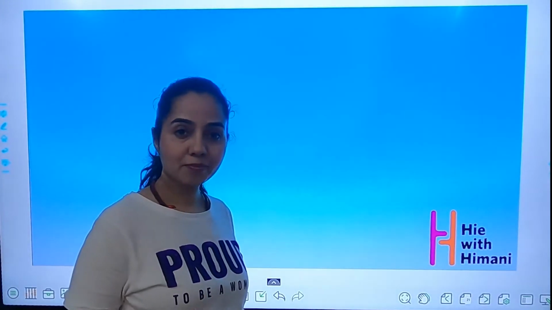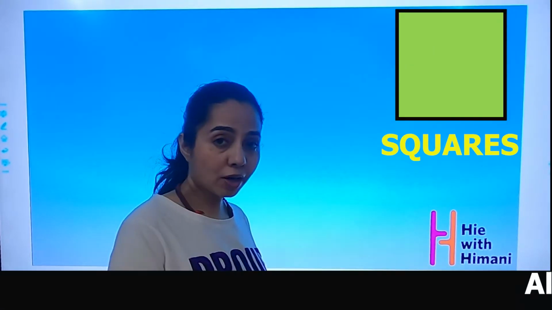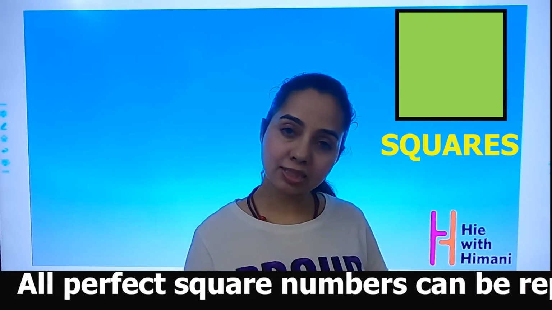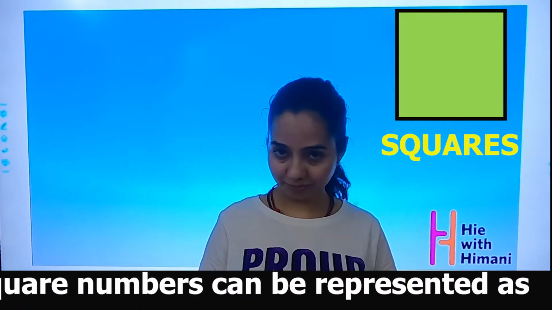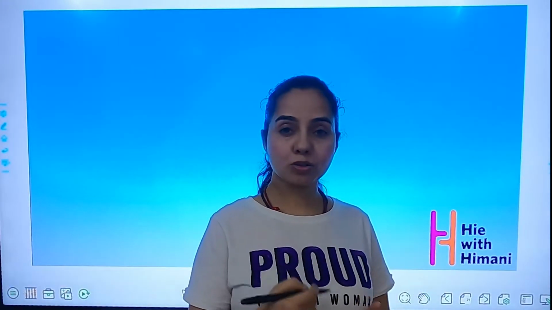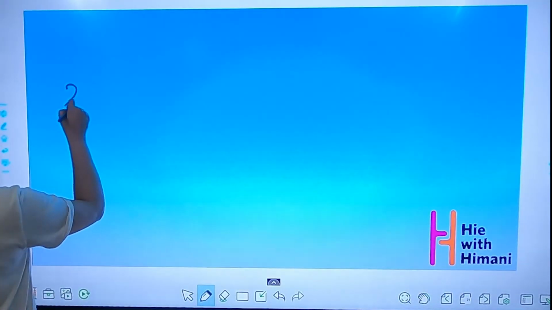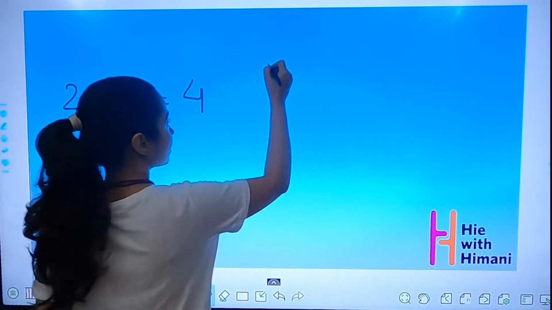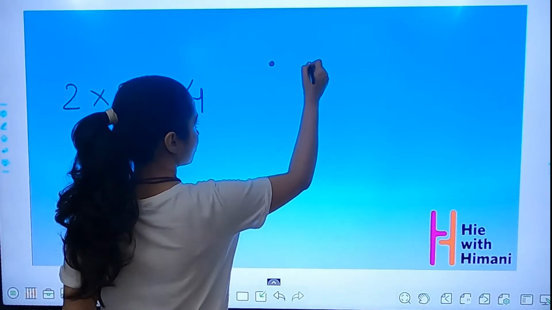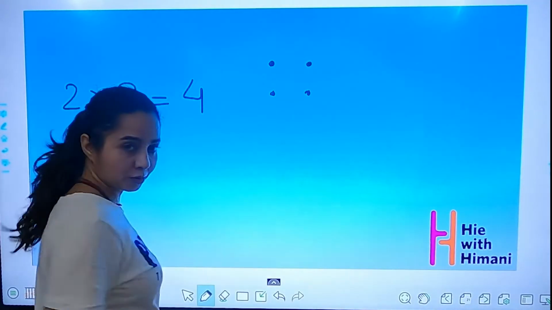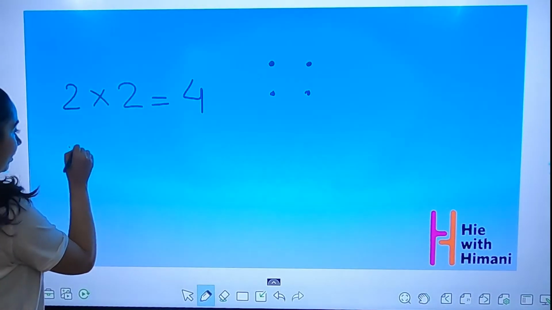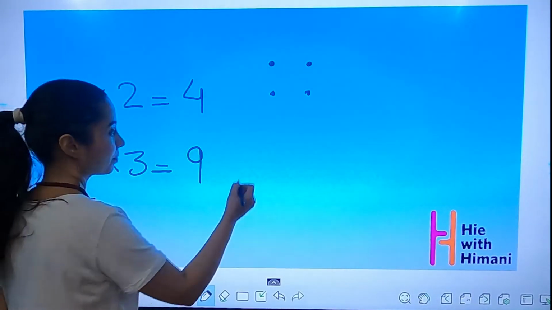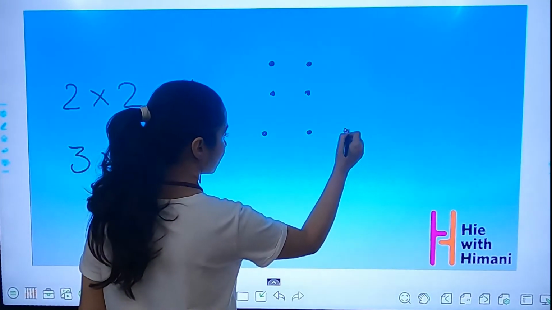We'll talk about squares. All numbers which are squares of any number could be represented as squares. Like 2 2s are 4. So 4 is a square number. This could be represented as a square: 1, 2, 3 and 4, as I have shown you earlier. Similarly, 9 is also a square number. This could also be represented as a square.